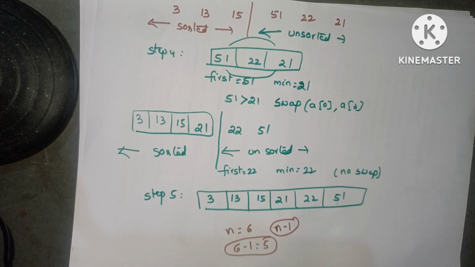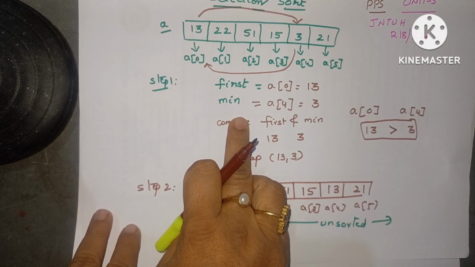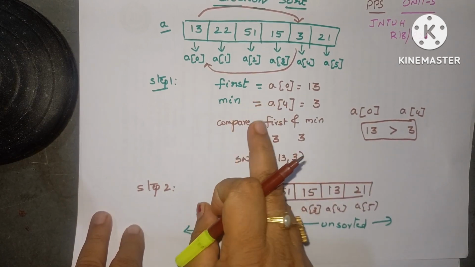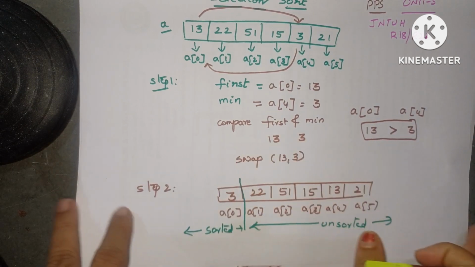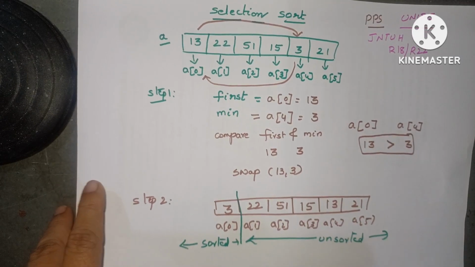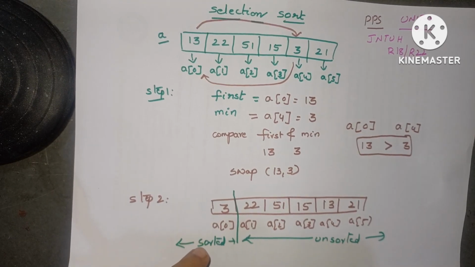In selection sort, we have to select. Which elements do you have to select? The first element and the minimum element. Compare the first element and the minimum element. If the first element is more than the minimum element, swap these two. Otherwise, it is not necessary. The same procedure is repeated until all the elements are in order. So, this is the numerical example for selection sort.